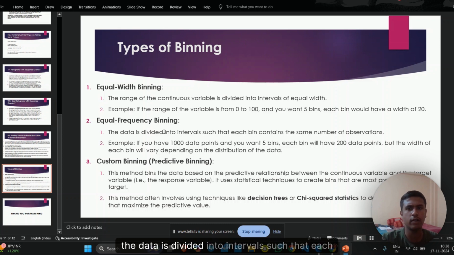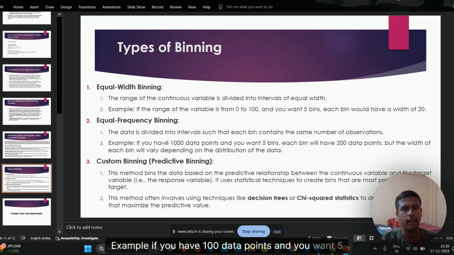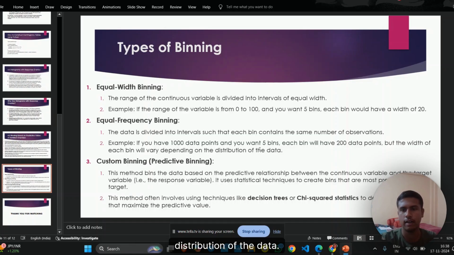The data is divided into intervals such that each bin contains the same number of observations. For example, if you have 100 data points and you want 5 bins, each bin will have 20 data points, but the width of each bin will vary depending on the distribution of the data.